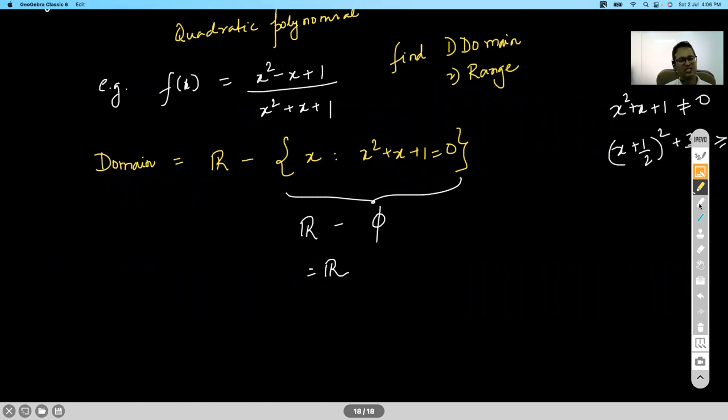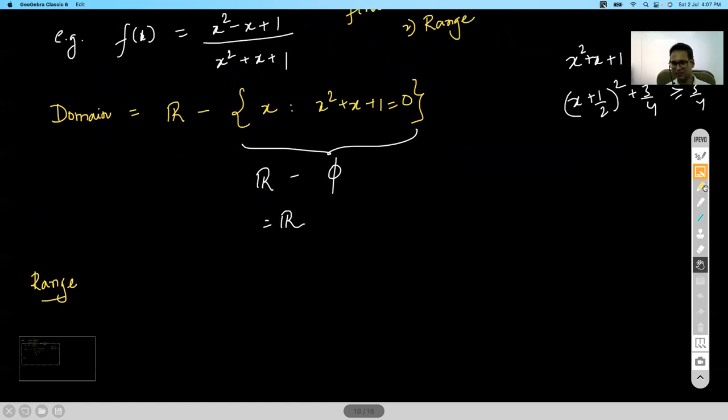So getting the domain is not at all difficult. It's super, super easy. Range is what I'm interested in. Okay, so Vasudev has given one answer for range. Okay, we'll see, Vasudev. Anybody else? Okay, Mahesh. Mahesh has got a completely different answer than Vasudev.